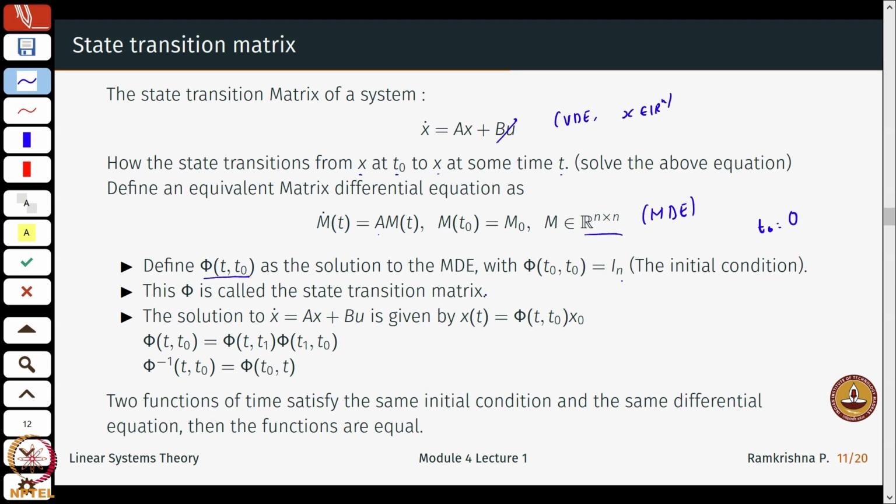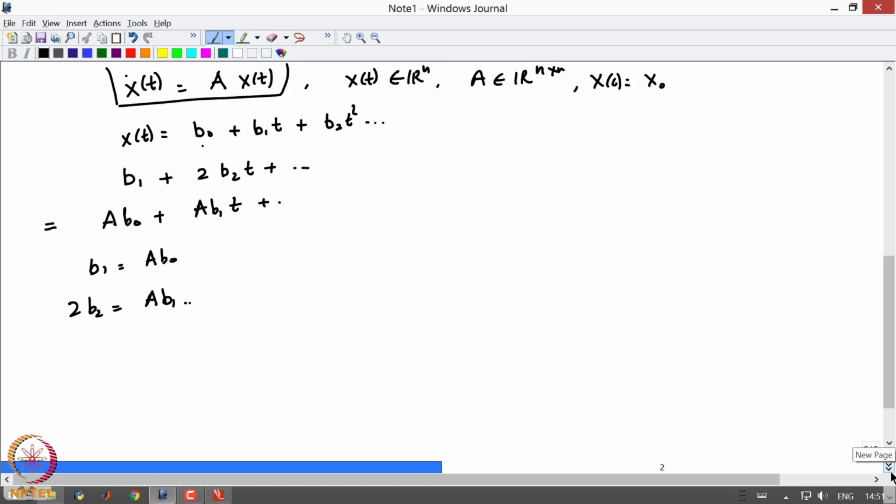Now, if this is the state transition matrix, what I claim here, which I will prove, is that the solution to x dot equal to A x, the B goes away here, is simply given by x of t equal to phi of t comma t naught times x naught. Phi of t comma t naught is a matrix, which is the solution to this matrix differential equation, multiplied by the initial state. Let us try and prove this one.